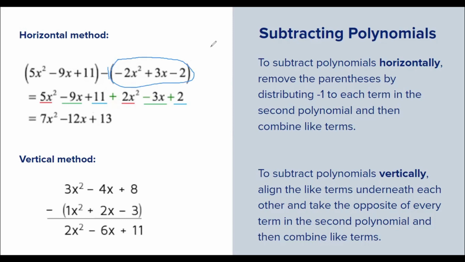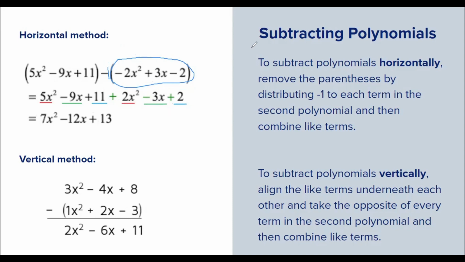So that would look like negative 1 times negative 2x squared, which is shown down here as positive 2x squared. Then you would distribute the negative 1 to the positive 3x, and that would give you negative 3x. And then you distribute the negative 1 to negative 2, which would give you positive 2.